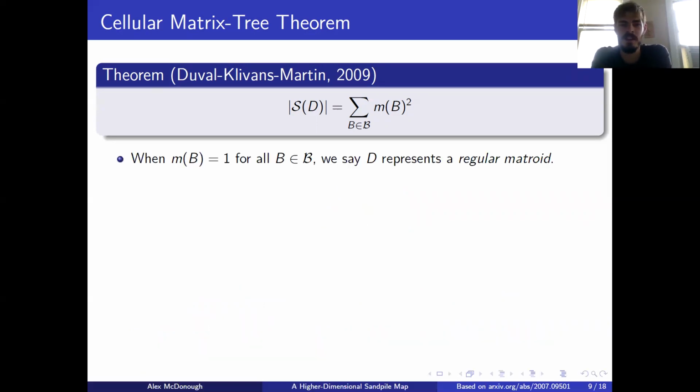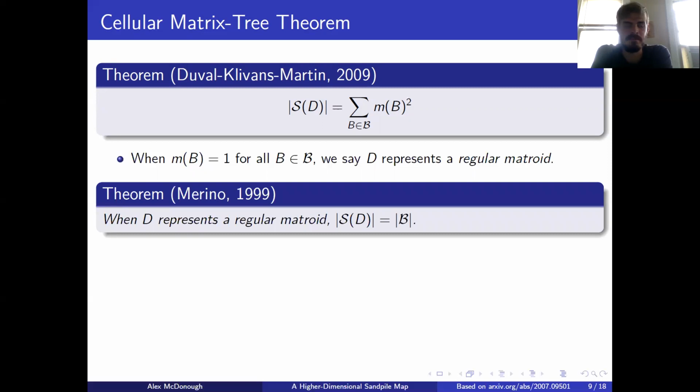One particular case we could look at is where the multiplicity is always 1. And in this case, we say that D represents a regular matroid. And we get this theorem that came 10 years earlier, that the size of the sandpile group of D is equal to the number of bases, as long as D represents a regular matroid. And this is sort of what happens when you take the graph version and convert it into working with regular matroids instead of just graphs. Matroid theorists love taking things about graphs and then saying, hey, does this work with matroids? And that's most of what we do.